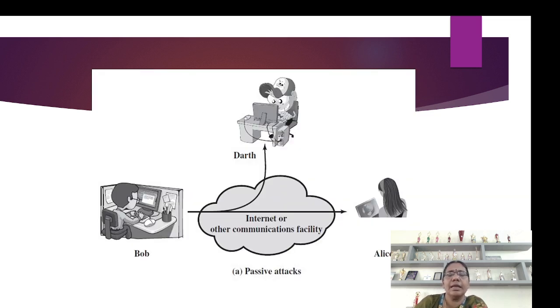This is the diagram that emphasizes the passive attack. Alice and Bob will be exchanging information between the two, but in between, Darth will be identifying what transmission is going on. The information sent from Bob to Alice will be monitored by Darth. So this is called an example of a passive attack.